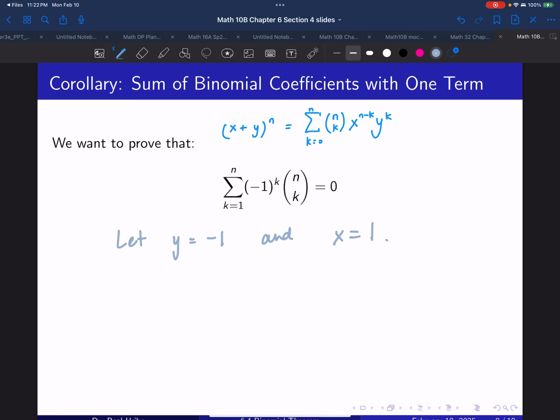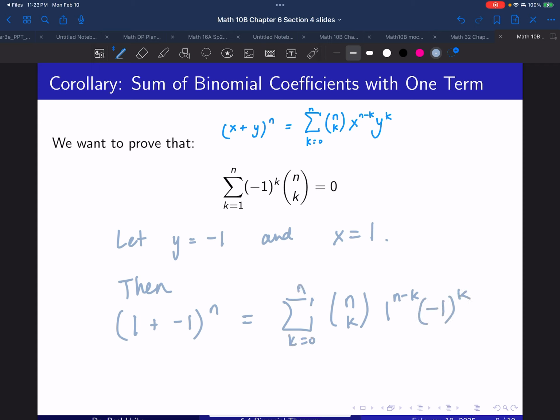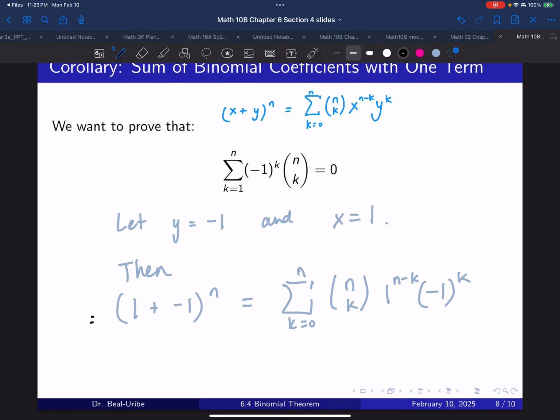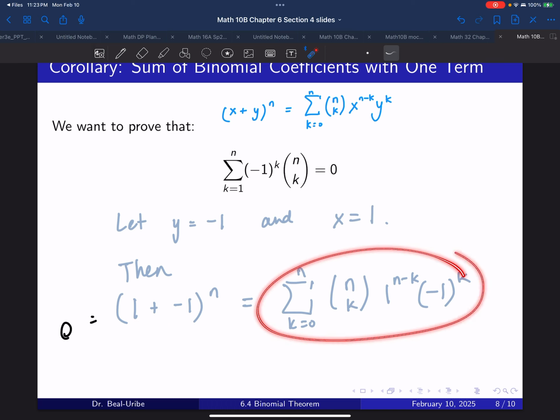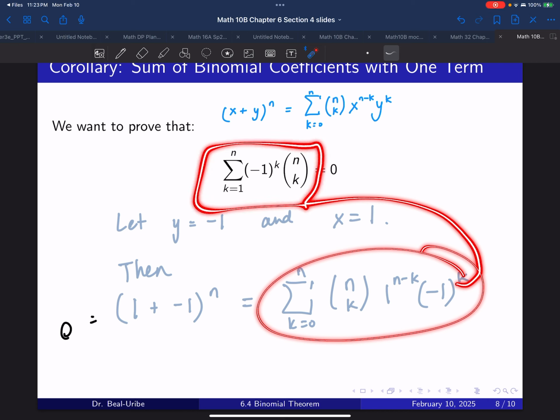So then the binomial theorem is going to imply that 1 plus -1 to the n is equal to the sum n choose k, 1 to the n minus k, -1 to the k, from 0 to n. The left-hand side is going to be equal to 0, because it's just 0 to the n. And then the right-hand side is going to be equal to this, because the 1 to the n minus k is always equal to 1.